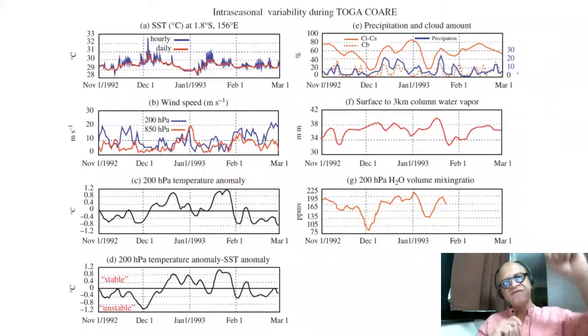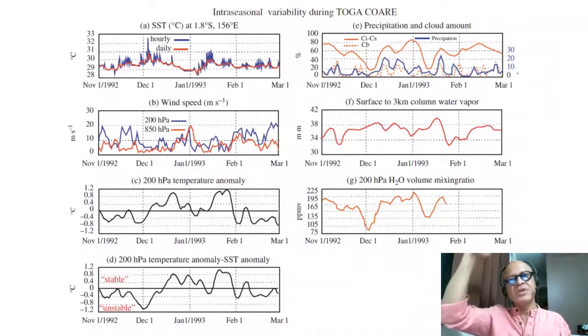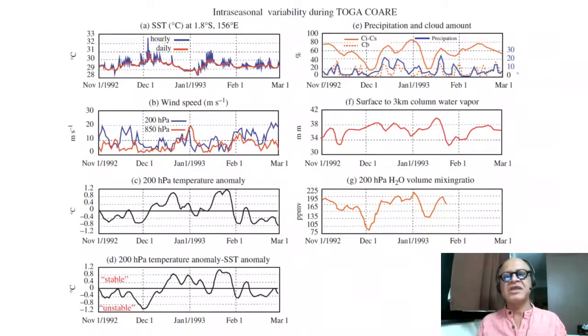So that difference is an indication of the buildup of moist static energy instability. So if you have high moist static energy at the surface compared to the upper atmosphere, then you are creating instabilities which can drive convection. So corresponding to that, you have precipitations and cloud amounts. Okay, so there is the precipitation and those are the cloud amounts.